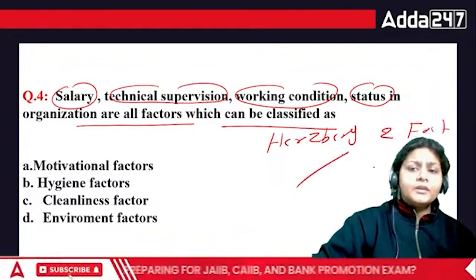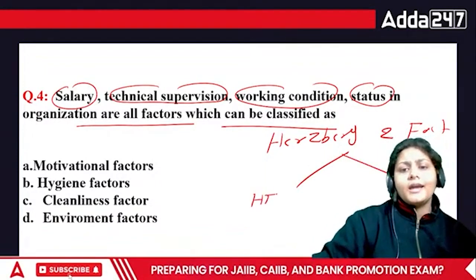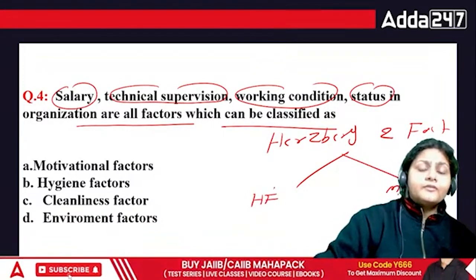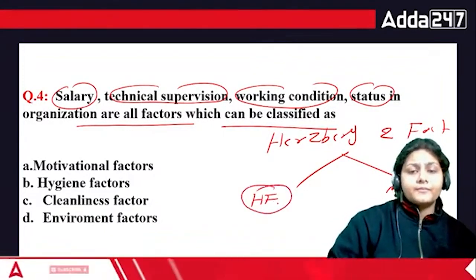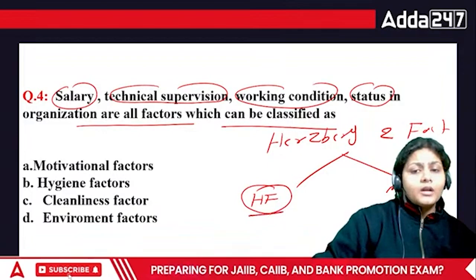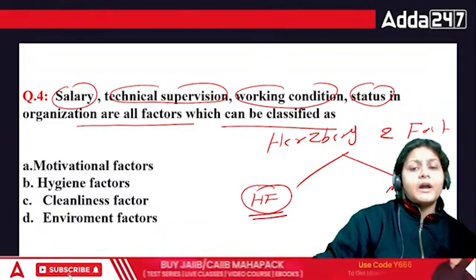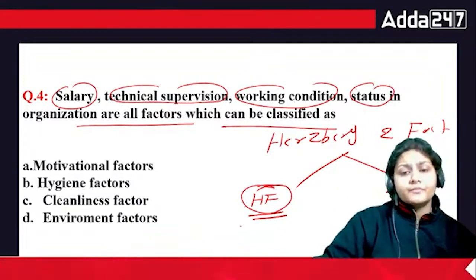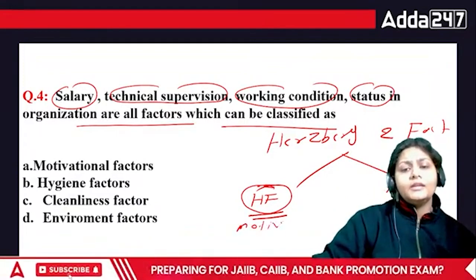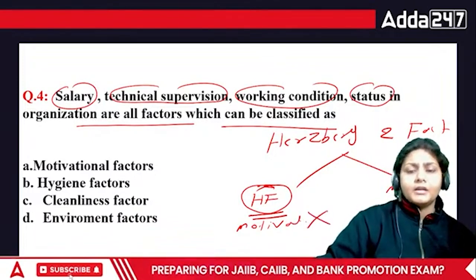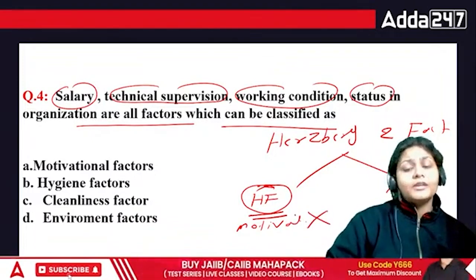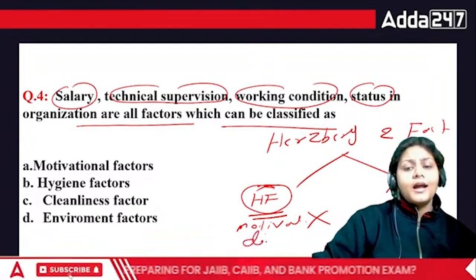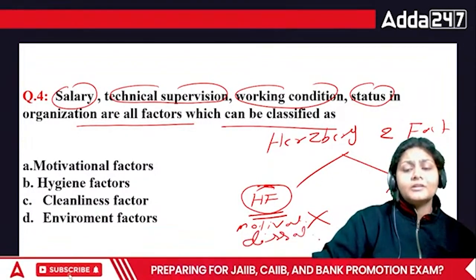Okay, he has given the two factors. One is HF and the other one is MF. Now what is the HF? The HF is actually the hygiene factor. Hygiene means these are the factors which won't give you any motivation, but their absence will cause high dissatisfaction among staff.